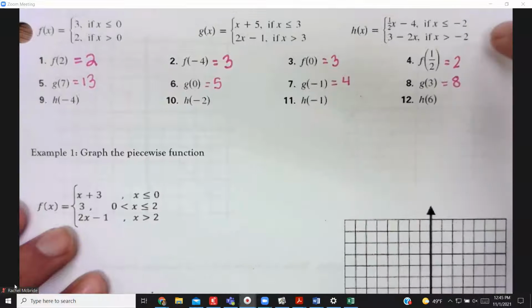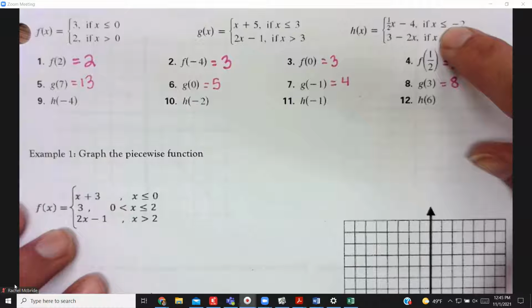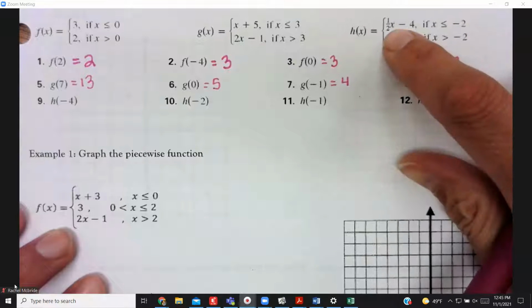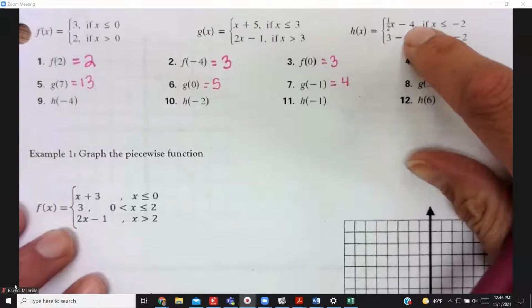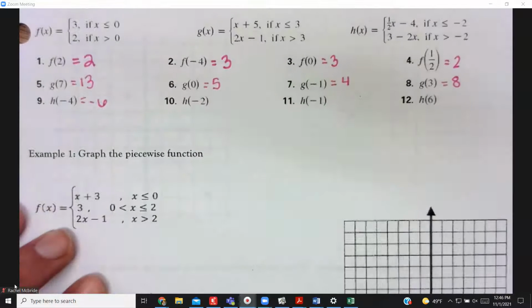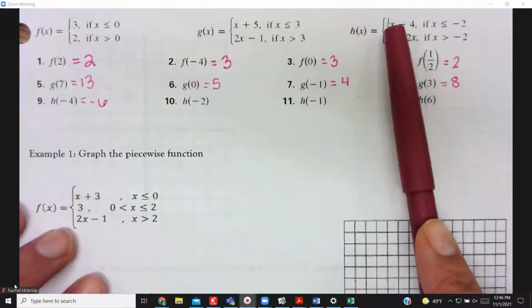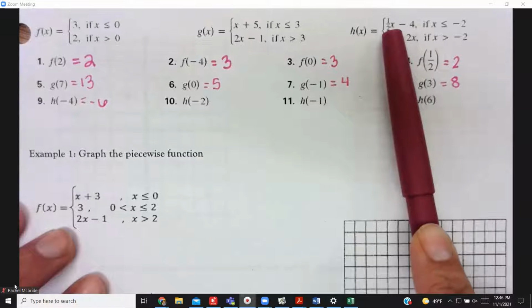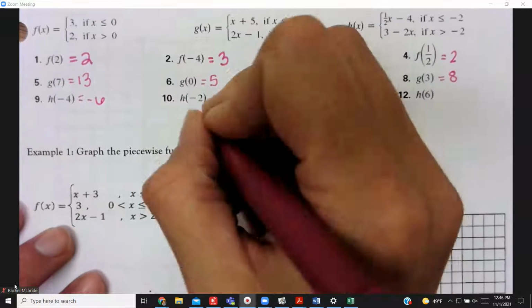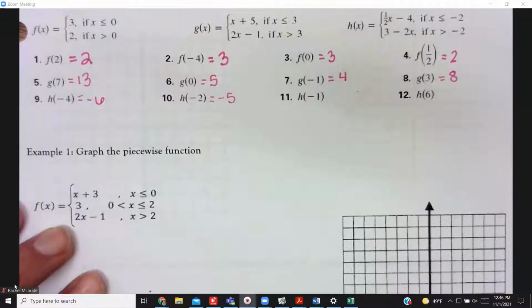In the bottom row, we use the h function. So negative 4 is less than or equal to negative 2. So half of negative 4 is negative 2, minus 4 more is negative 6. Negative 2 goes into that equation as well. Half of negative 2 is negative 1, minus 4 is negative 5.